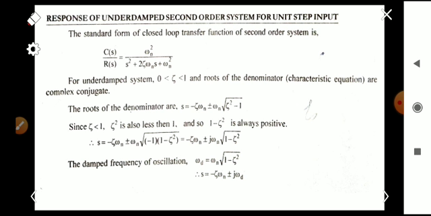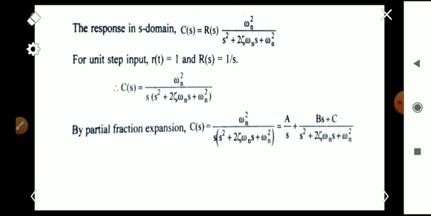And we know that the damped frequency of oscillation omega d is omega n into root of 1 minus zeta square, that we are going to substitute here. Instead of this term we are substituting omega d. So s becomes s equal to minus zeta omega n plus or minus j omega d, and this is the solution. And for finding the response c of s, this is in s domain.